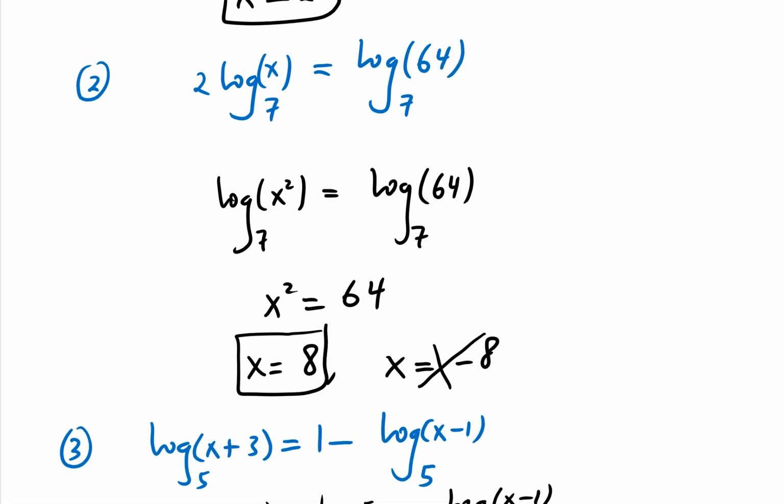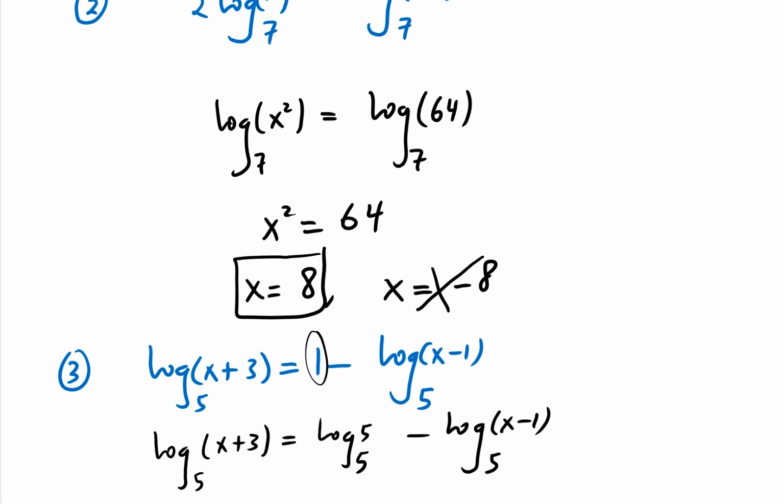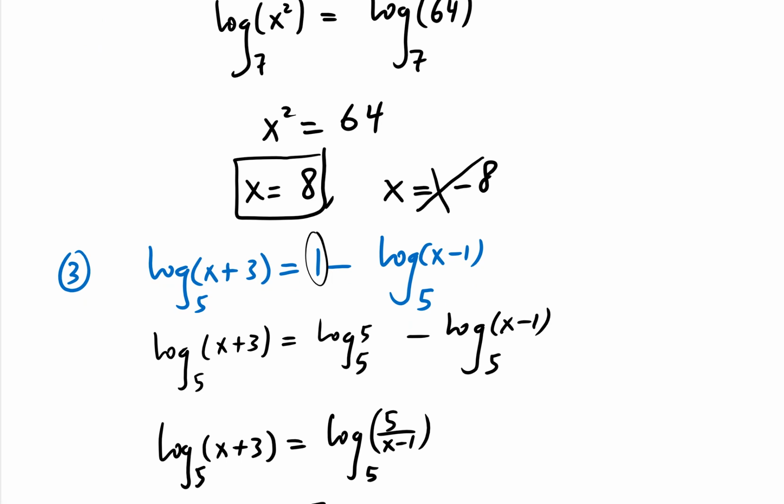How about something like this? Can I set x plus 3 equals x minus 1? No. We have to do something with this one. Many ways are available to work with this one. The tricky part is that we can rewrite the 1 as log 5 base 5, because log 5 base 5 is 1. Keep the left hand side the same. The right side I can do log 5 divided by x minus 1. Now it's ready to set both sides equal to each other.